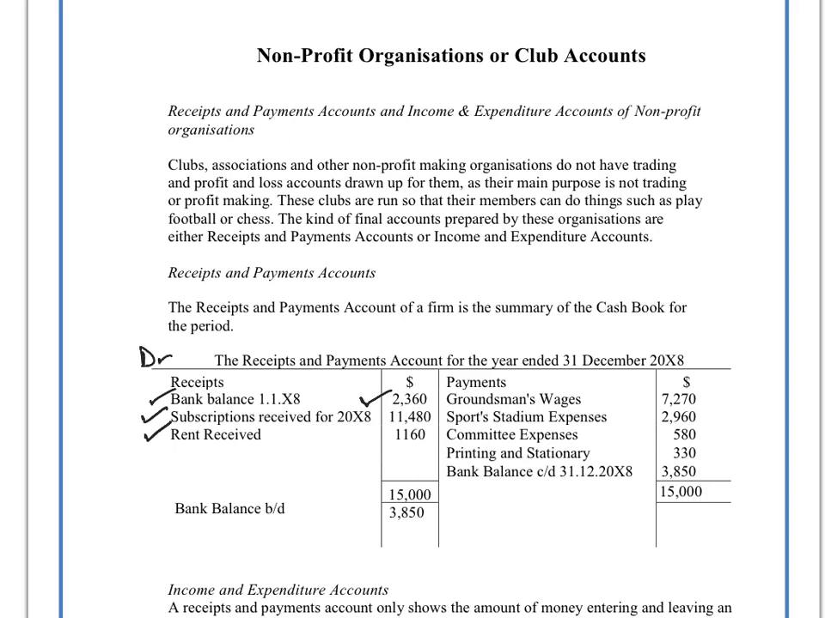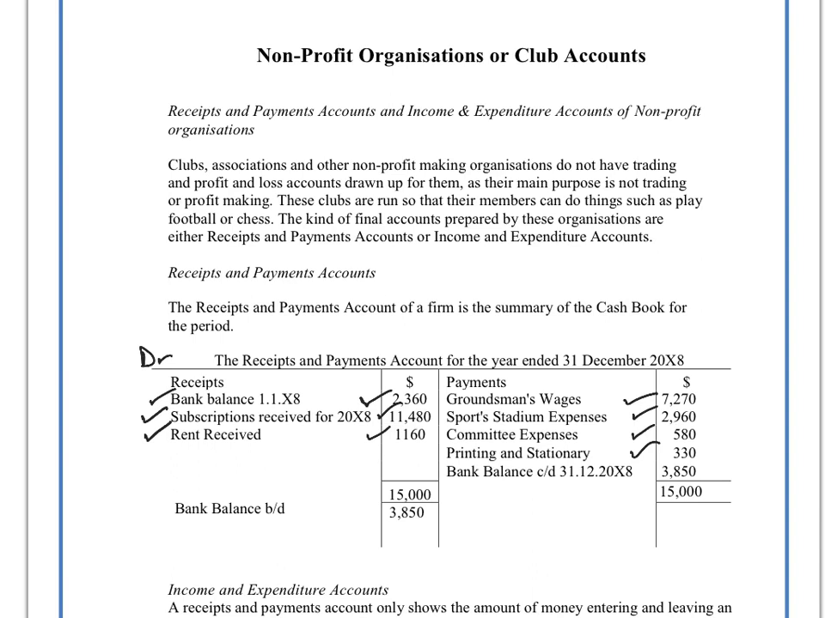In total, they've got 2,360, 11,480, and $1,160 coming in. But for this particular football club, they've had to pay the groundsman, who is essentially the gardener who keeps the grass looking good and in a state to play football on, $7,270 over the year. They've had to pay other expenses of $2,960. Committee expenses, presumably that's for when you have your meetings, and perhaps you've had a lunch, for example, as part of that meeting, or you've had to go to a hotel. That would be a committee expense. Any printing and stationery you had to do for the club.